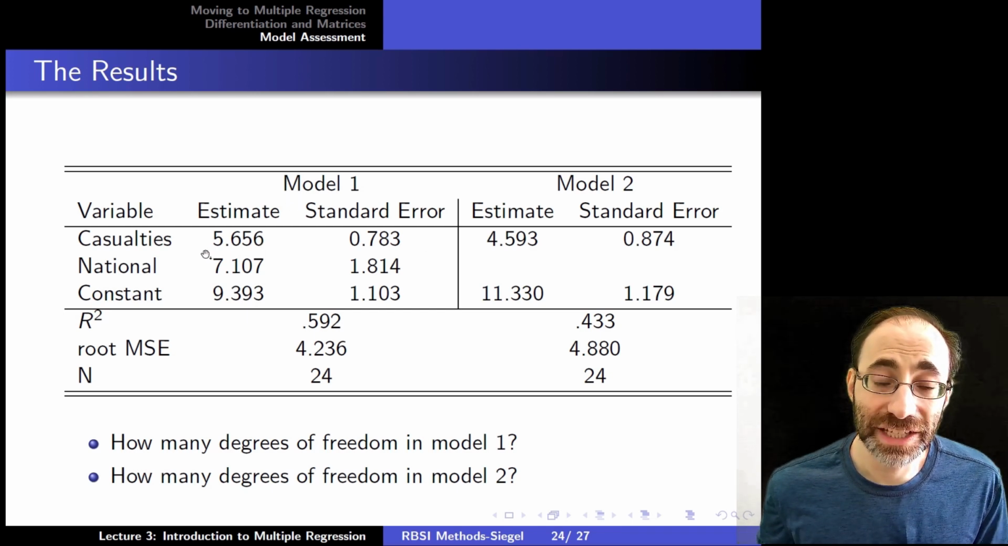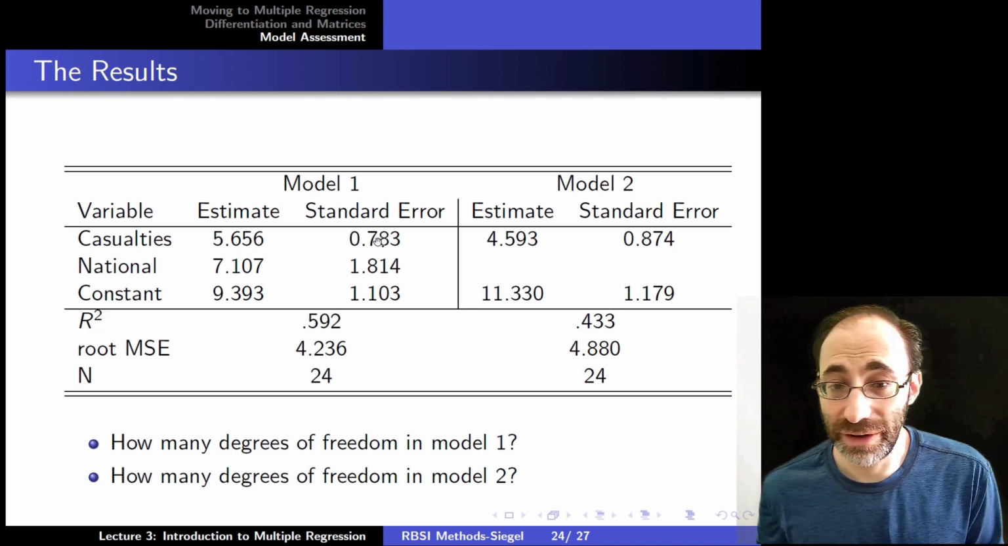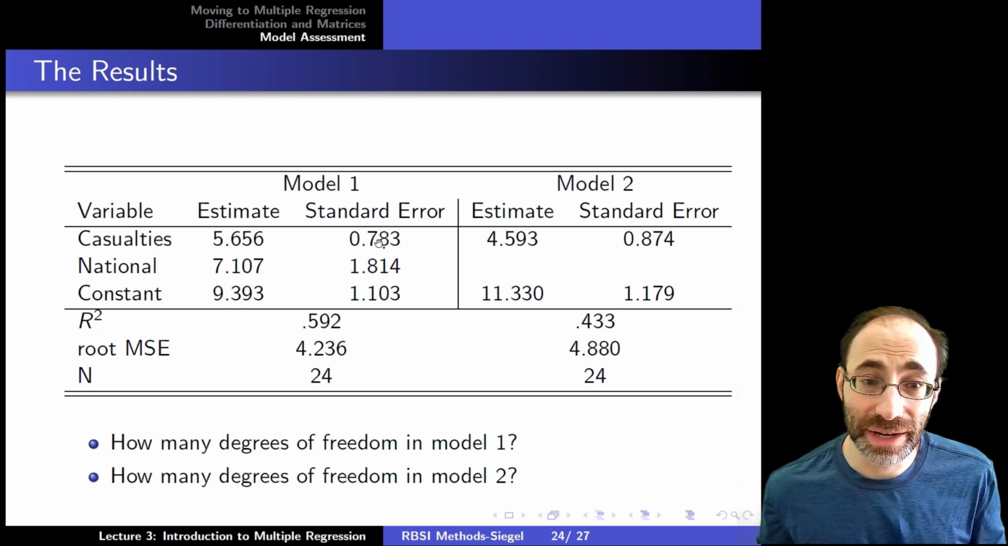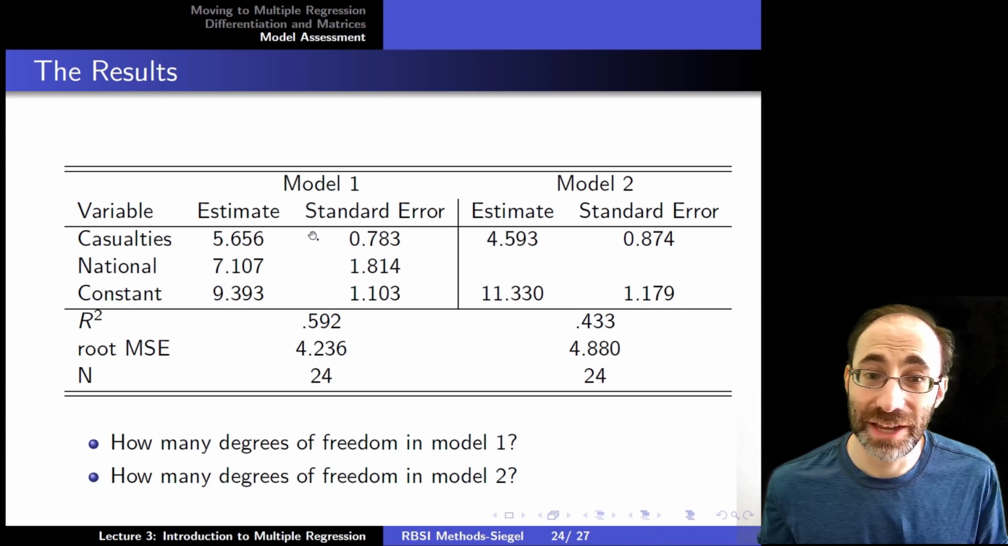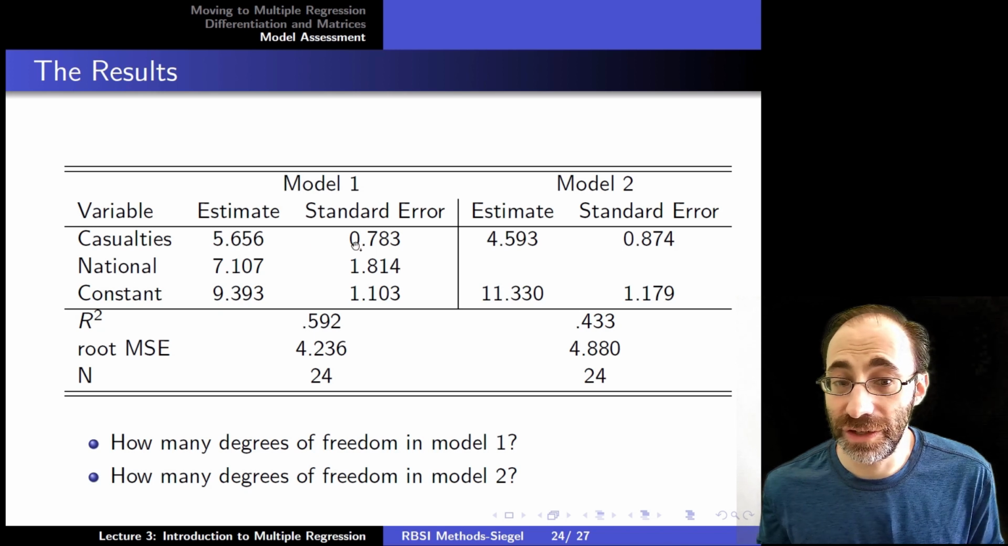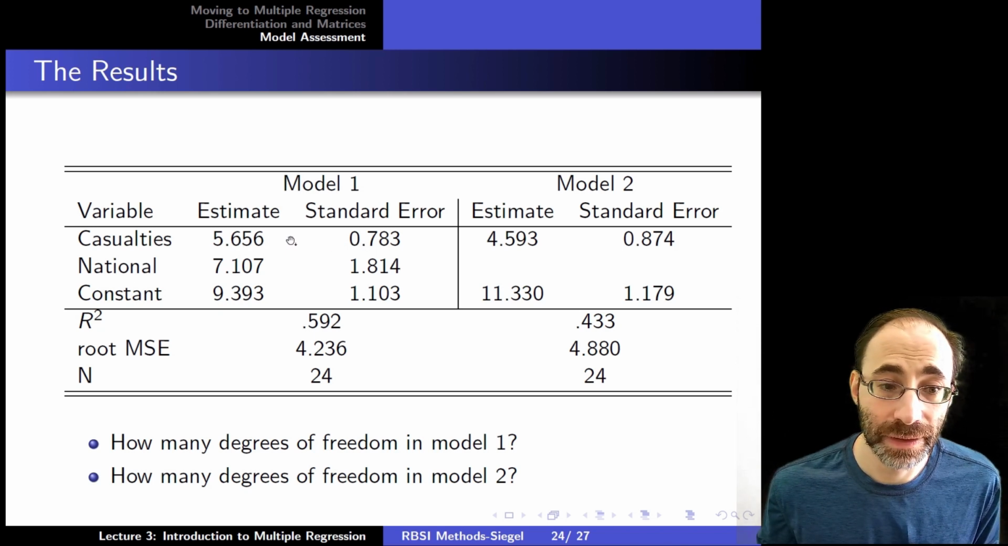We see different estimates here. The estimate in model 1 for casualties is about 5.6, with a standard error of 0.7. We can eyeball that already. Remember, to get a t-test for these regressions, we divide the estimate by the standard error. This division is going to be over 6. That's probably significant.